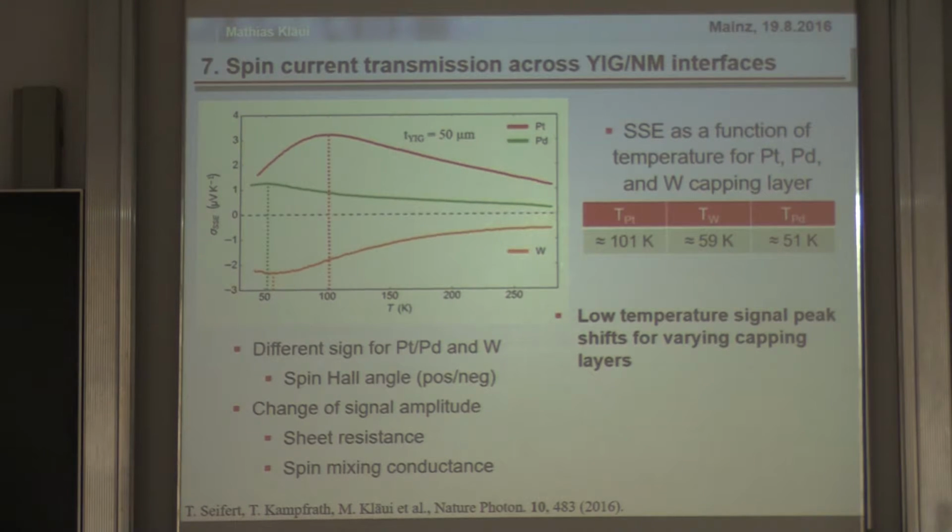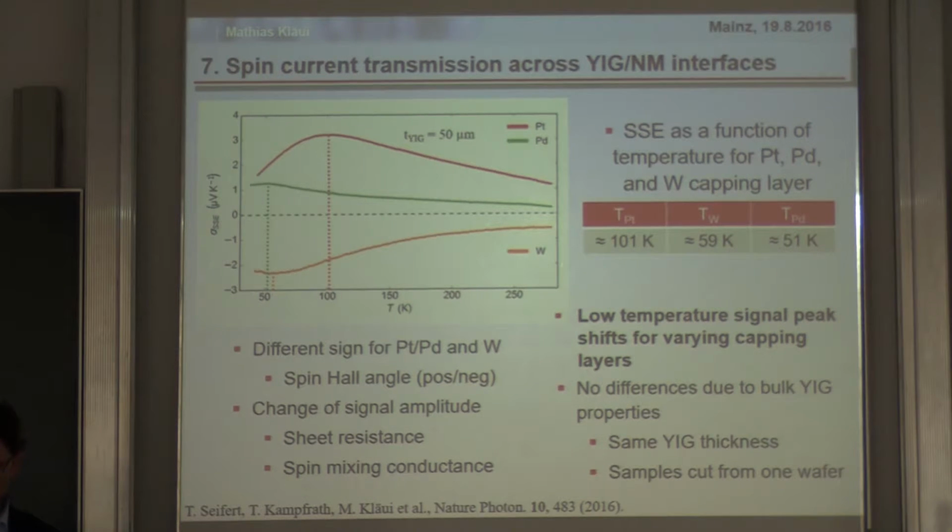So the question is, where can this come from? Okay, we have different amplitudes. That's easy to understand. But if it was just a different amplitude, you would just expect that the signal is scaled up, down, or scaled to negative values. But the fact that this peak temperature changes really is something that cannot originate from the bulk of our YIG, because it's the same YIG as before. So it was cut from one wafer, and it cannot be. The bulk is the same.